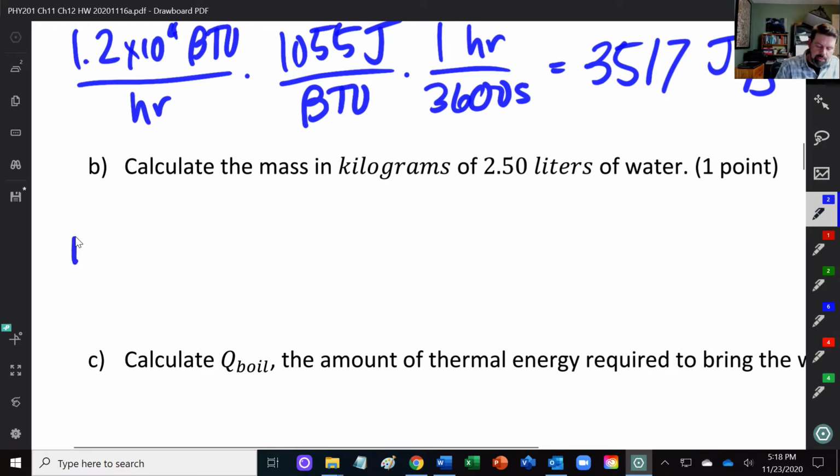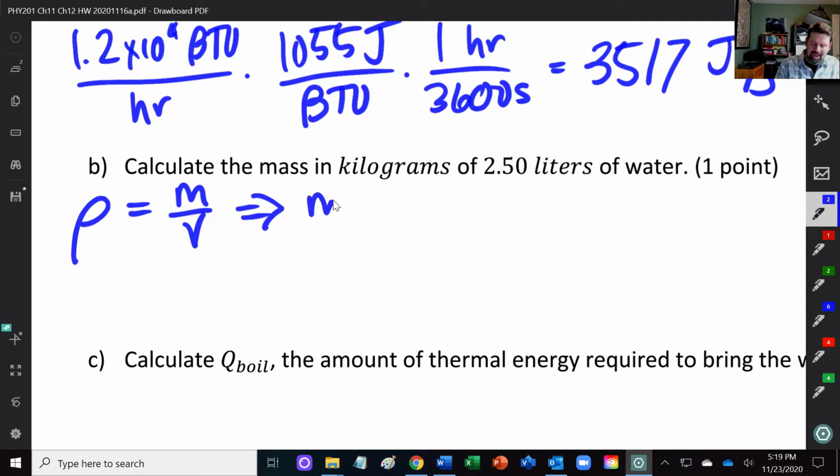Actually, remember the equation. We've got the volume of water, and we want to know the mass of that water. So we need the density. You need to know the density of whatever it is. If you have the volume and you try to get mass, you need to know the density. So there it is. Density is mass over volume. That means that mass is density times volume.